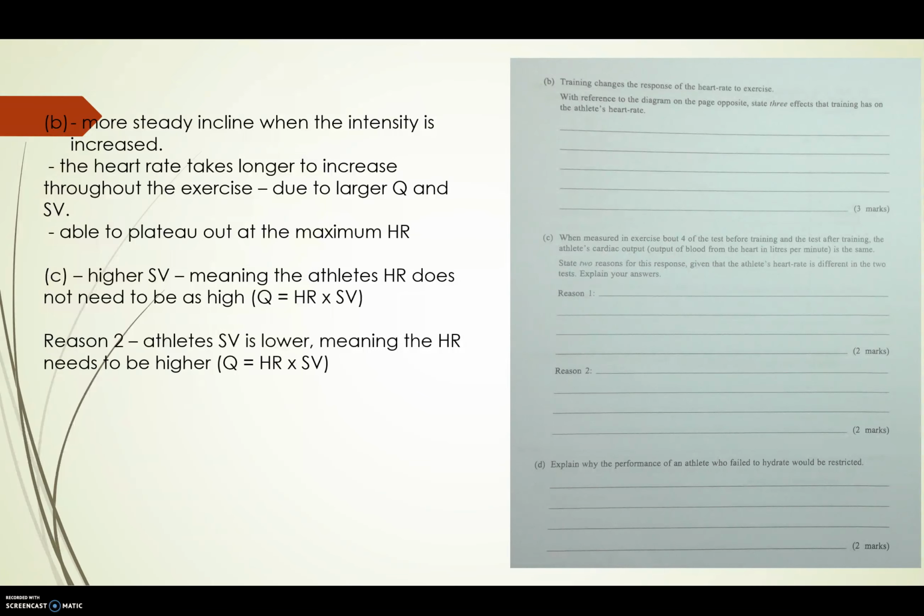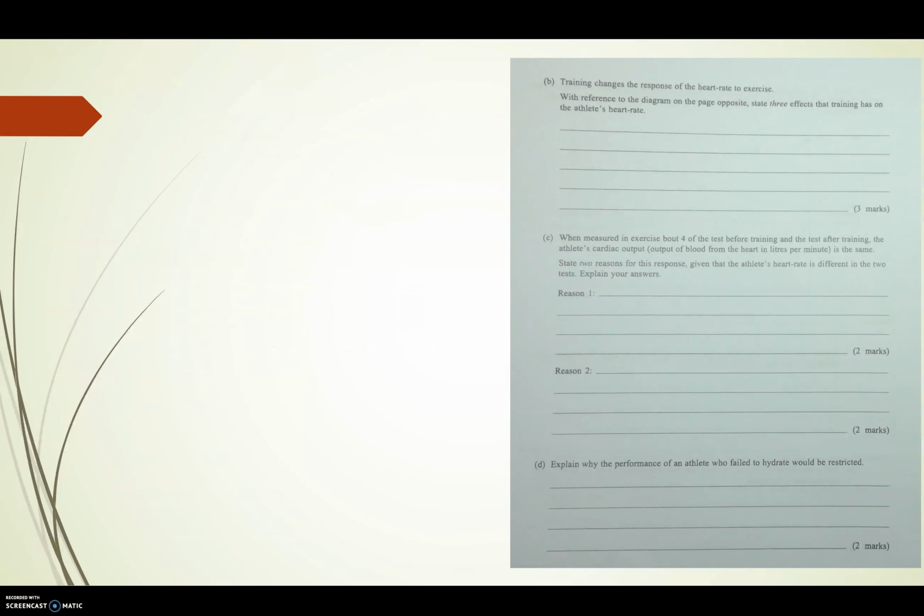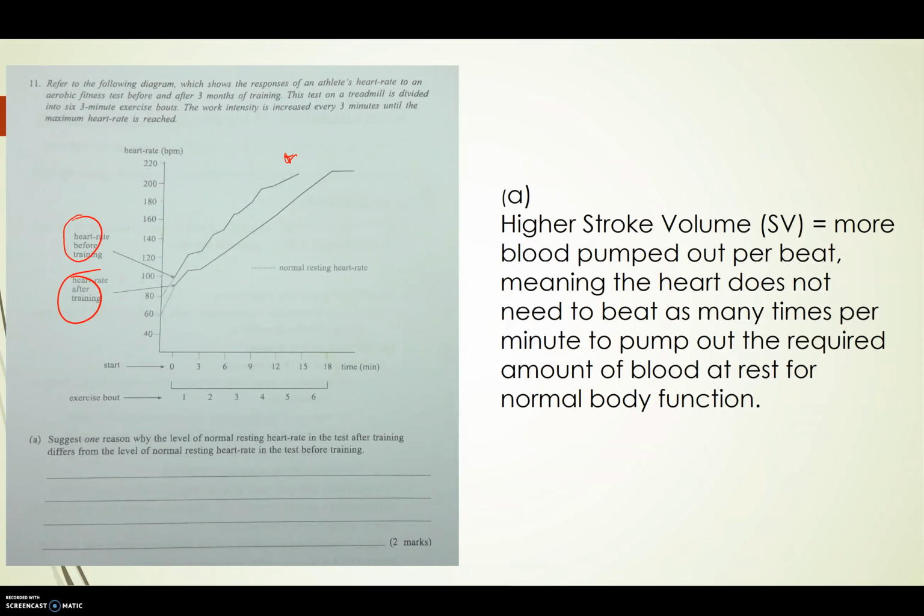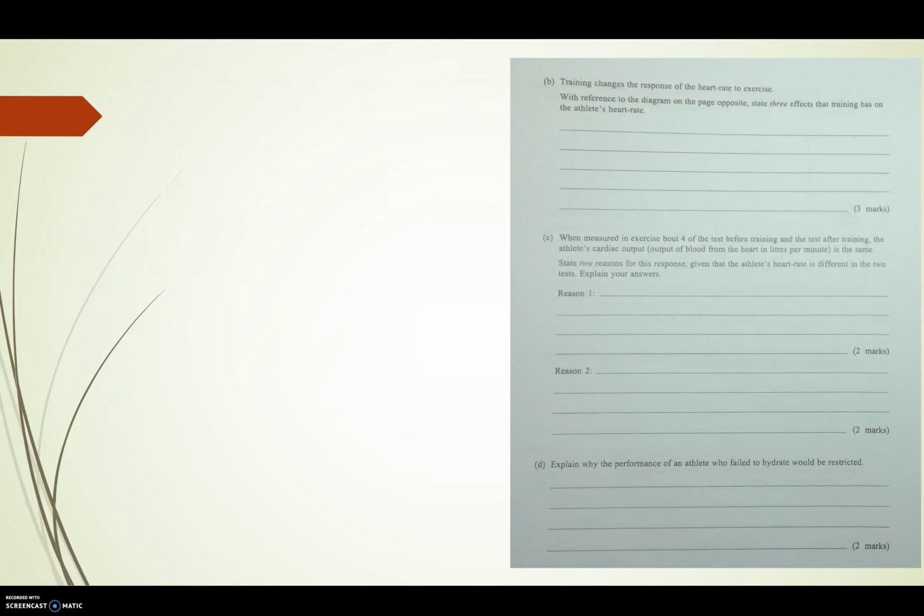The next question says, when measured in exercise at about 4 of the test before training and test after training, the athlete's cardiac output is the same. State 2 reasons for this, given the athlete's heart rate is different. So we can see here about 4, the athlete's heart rate is different. Now what the question is saying is if the athlete's cardiac output is the same.